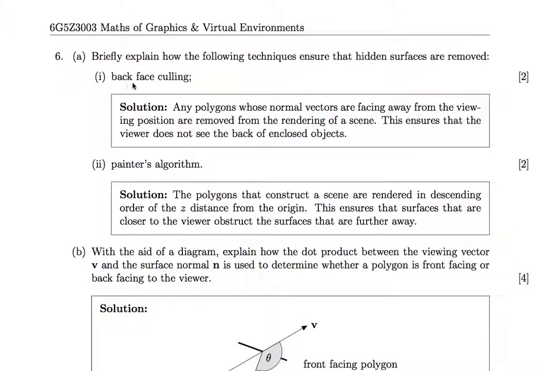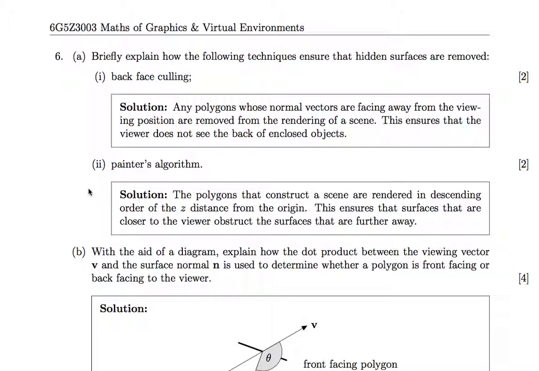Backface culling, clues in the title. It means you cull any backfacing polygons. So those polygons where the normal vectors are facing away from the viewing position. And these are simply removed from the scene, and that ensures the viewer does not see the back of enclosed objects.